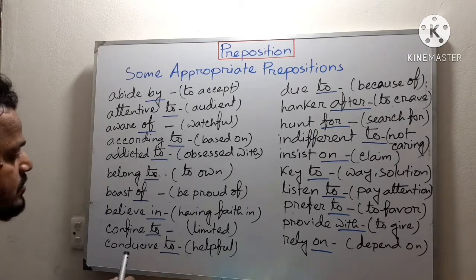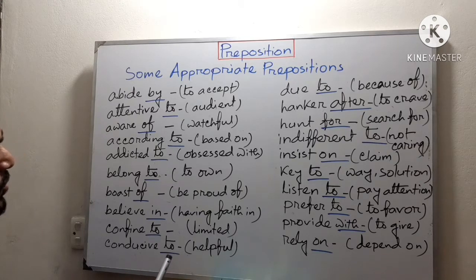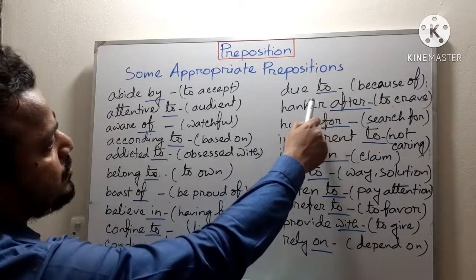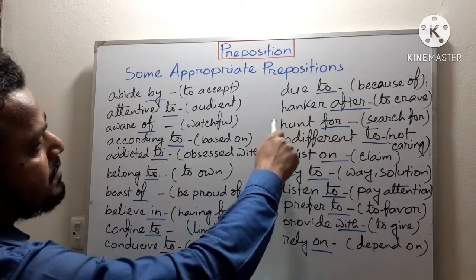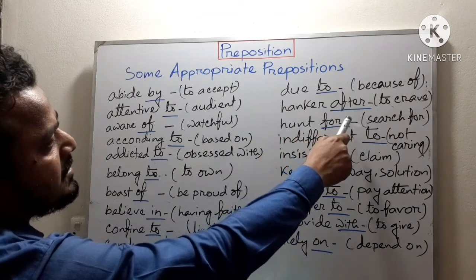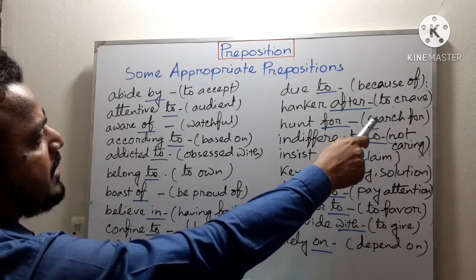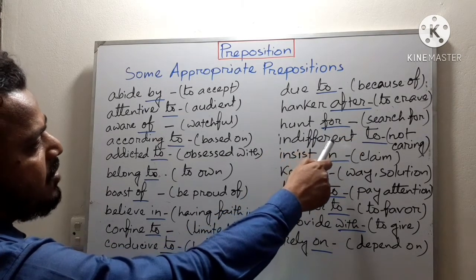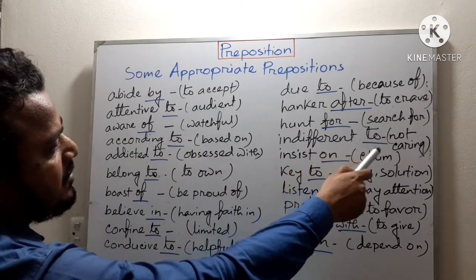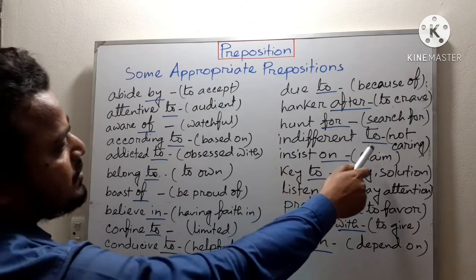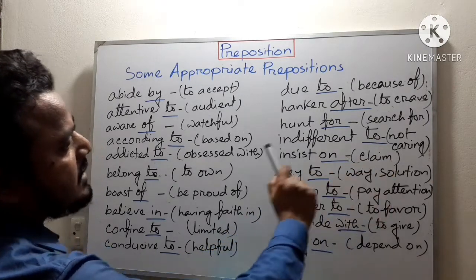Then the word conducive is followed by to to mean helpful. Then the word due is followed by to to mean because of. Then the word hanker is followed by after to mean to crave. Then the word hunt is followed by for to mean search for. Then the word indifferent is followed by to to mean not caring.